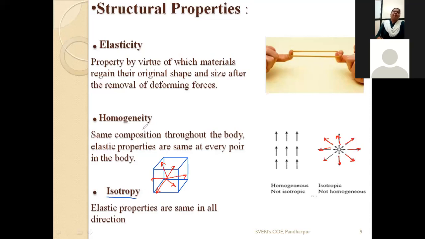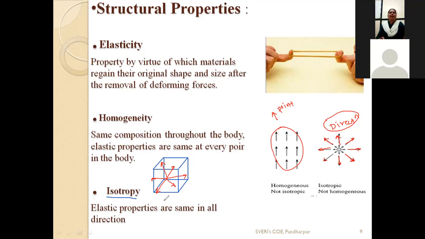So one basic difference between homogeneity and isotropy. In homogeneity, we will check elastic properties with respect to point. And in isotropy, we will check elastic properties with respect to direction. Elastic properties are same in both properties. Okay, but in homogeneity, you have to check point wise, and in isotropy, you have to check direction wise. Please remember this basic difference.